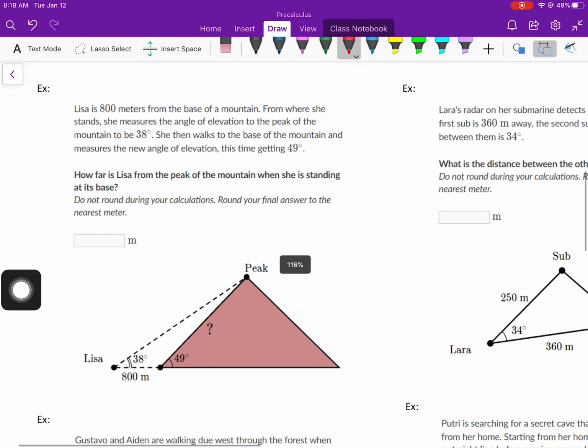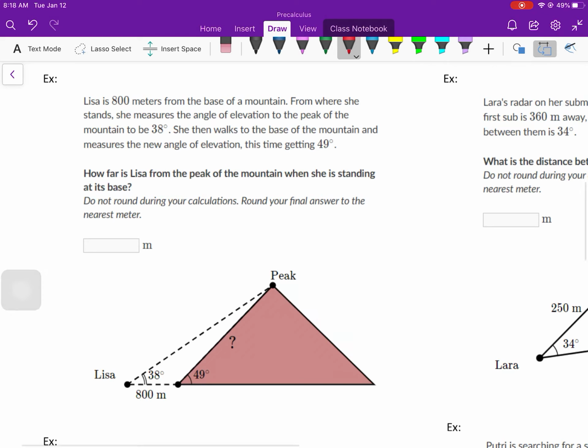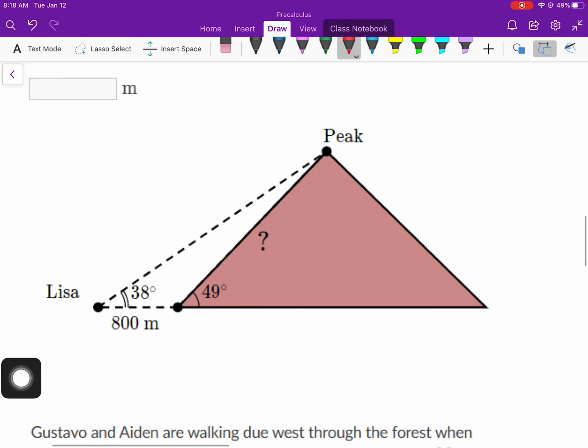So let's look at these word problems, figure out the situation we're in. How far is Lisa from the peak of the mountain when she's standing at the base? They're giving all these words, but everything's already here for you. So they want to know what this question mark here is. The 49 degree is probably just an extra angle. Let's see, actually we might need to use it. So this is what we were talking about earlier. Now we know there's 180 degrees. This is going to look like, to me, law of sines right now.